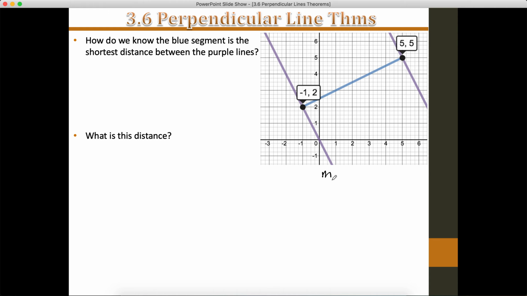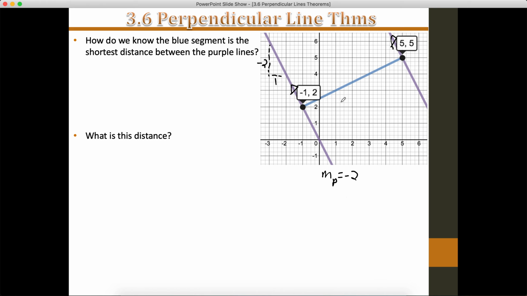So let's actually write this out. The slope of the purple lines are each -2. That is down 2, right 1. -2 and 1. And it is important to note that these purple lines actually are parallel to each other because they have the same slope, and clearly a different y-intercept as each other too.